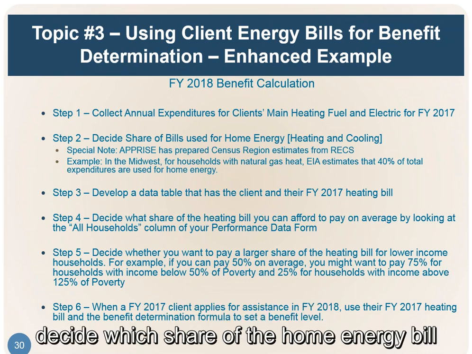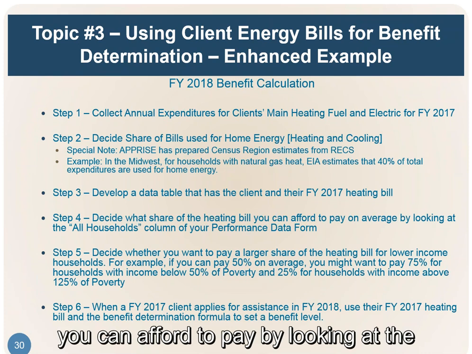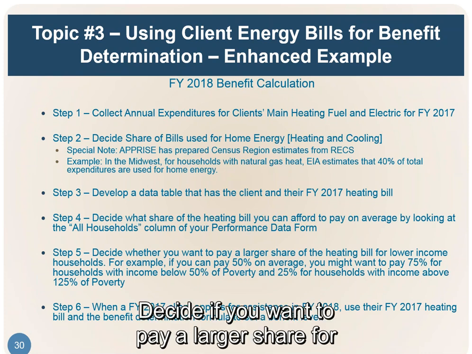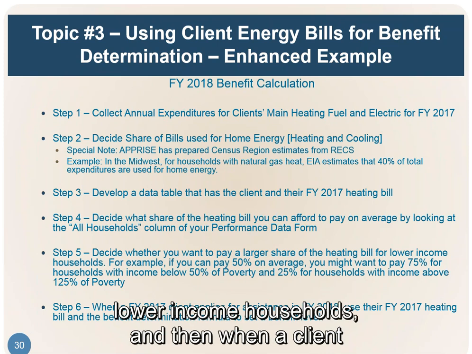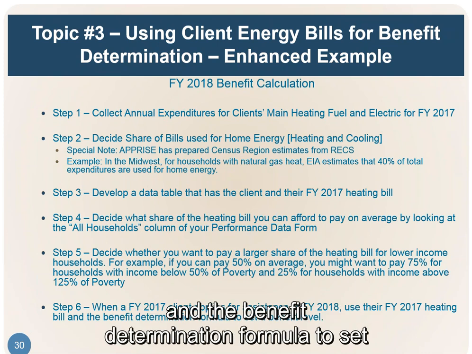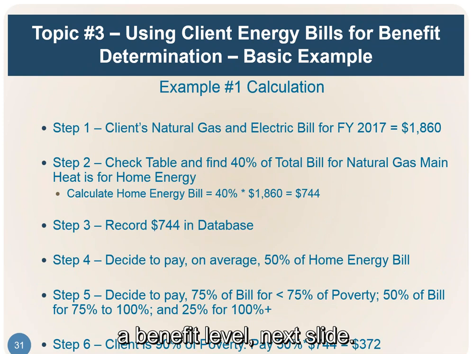Decide what share of the home energy bill you can afford to pay by looking at the all households column. Decide if you want to pay a larger share for lower income households. And then when a client applies for assistance, use that home energy bill and the benefit determination formula to set a benefit level. Next slide.